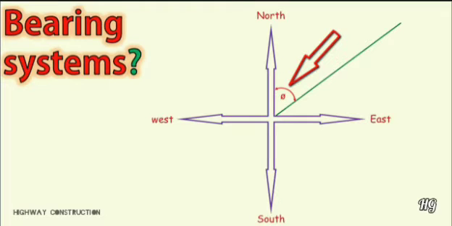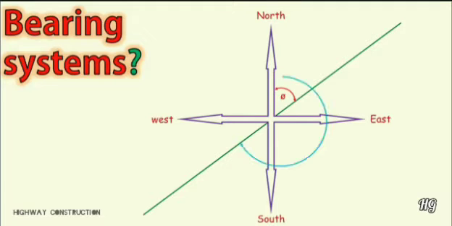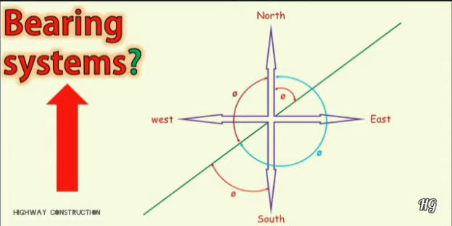However, if there is a line in the third quadrant like this one, how should I take the bearing of this line? Can I take this from the north clockwise? Can I take this from the south clockwise? Or should I take this from the north anti-clockwise? That's a big question, right? So that's why we need to learn the bearing systems, because we have the problem of measuring the bearings. The bearing can be clockwise or it can be anti-clockwise. So how should I take it?